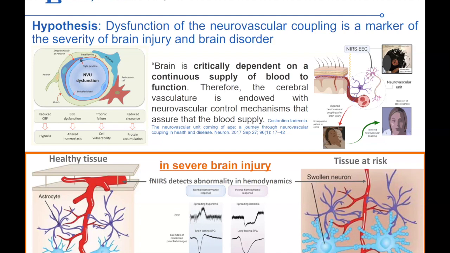Any impairment in that coupling can lead to, for example, brain injury and unresponsive patients in coma. We hypothesize, or our postulate is, that the recovery of this neurovascular coupling will precede the recovery of consciousness. So this would be a marker of good prognosis. This is the basic hypothesis that my lab is working on to develop these techniques.